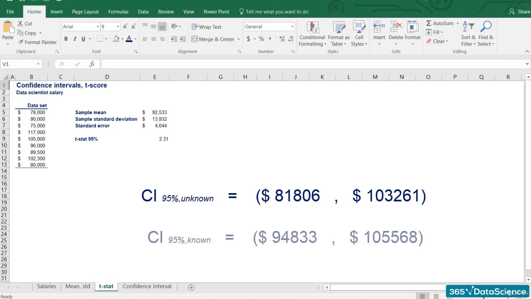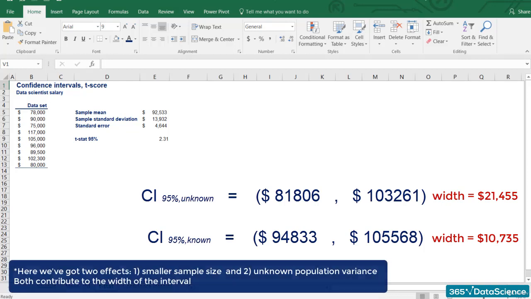Let's compare this result to the result for the confidence interval with known population. We got a 95% confidence interval that was between $94,833 and $105,568. You can clearly note that when we know the population variance, we get a narrower confidence interval. When we do not know the population variance, there is a higher uncertainty that is reflected by wider boundaries for our interval. Makes sense, doesn't it?